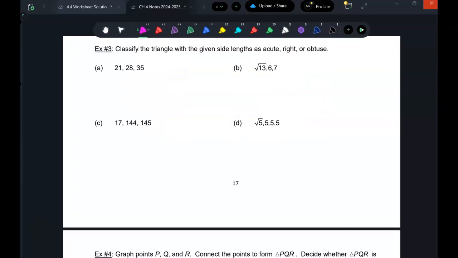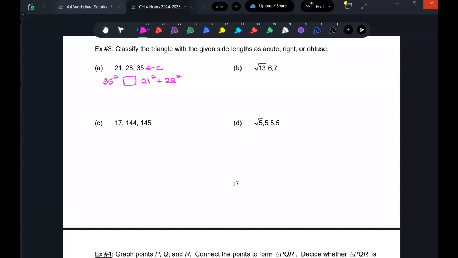All right, example 3. Same thing, I just didn't give you a picture this time. What do I have to make C equal to? The biggest side. So in this case, C has to be 35. So I want to see how 35 squared compares. What's 35 squared? These are big numbers, it's fine. It's 441.